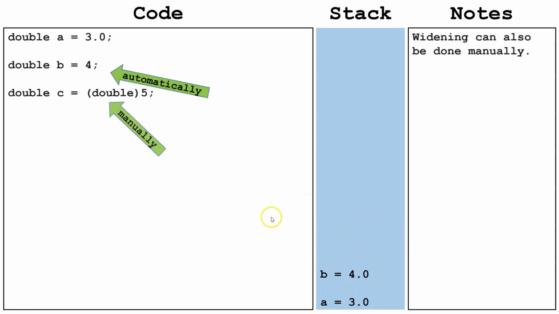Now let's look at another example. Here we have double c equals (double) 5. The (double) here is manually casting it to a double. This is a good practice because it lets other programmers know what's going on, but it's not required in the case of widening.